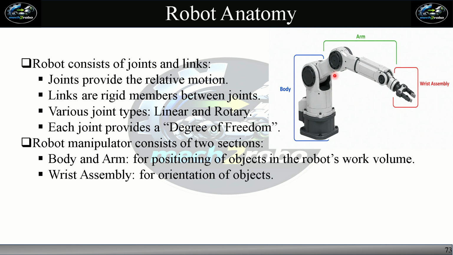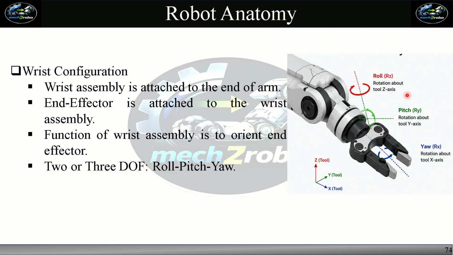Body and arm are used to position the objects in the robot's work volume or workspace, and this wrist assembly is used to orient the objects, which are held by this gripper or end effector.